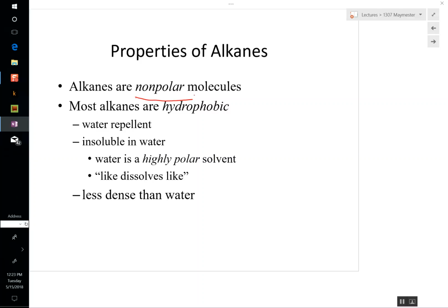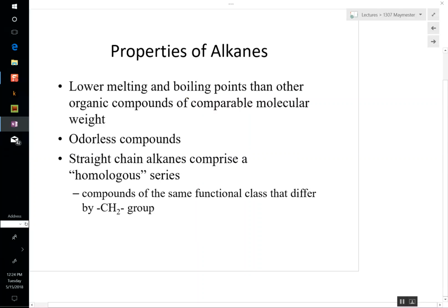But nonpolar substances like gasoline, oil, whatever, you know this. You can't dissolve olive oil in water. It's oil, and it doesn't dissolve. It floats around in there. They're less dense than water. That's why gasoline floats on top of water. They're relatively odorless. Even natural gas is odorless.